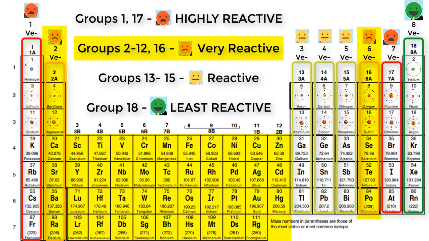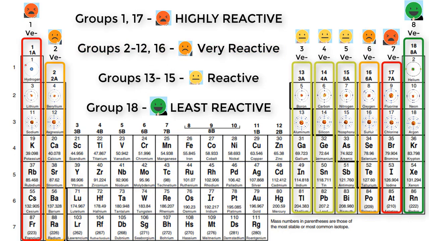Groups 2 through 12 and 16 are very reactive. Not quite as much as groups 1 and 17, but they are still pretty reactive. Groups 13 through 15 are moderately reactive, and group 18 is the least reactive group on the table. They have that envious full outer shell, so they don't bother with the other elements.